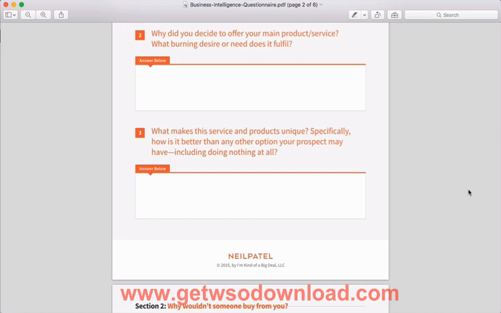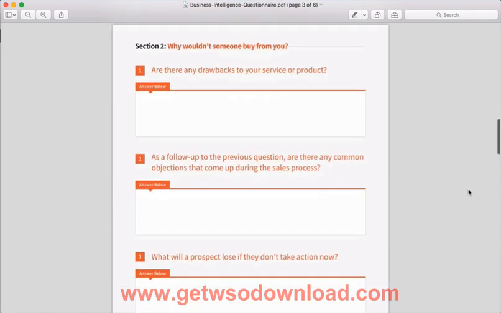Again, if you can't answer this, that's okay. In later modules, we're going to go into client mindsets and help you discover what that specific differentiator might be just for your product and service.